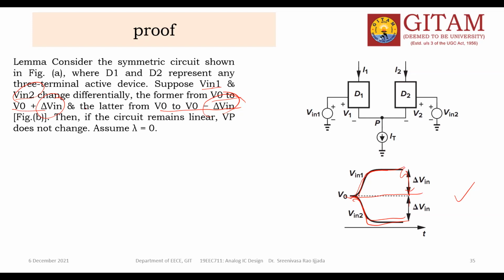Suppose Vin1 changes differentially, not differently, sorry. Differentially means this is the differential: one is on the positive side, one is on the negative. This condition I already told you earlier. So both changes should be the same and opposite. Differentially means both will be what? One is on the positive side, the other is on the negative side.